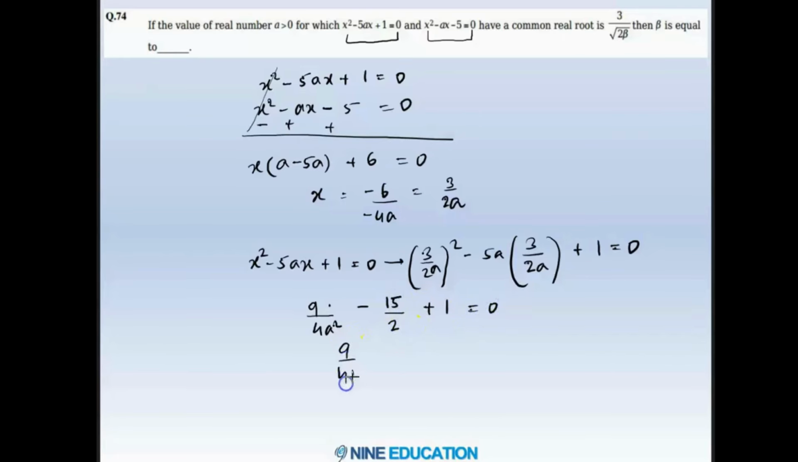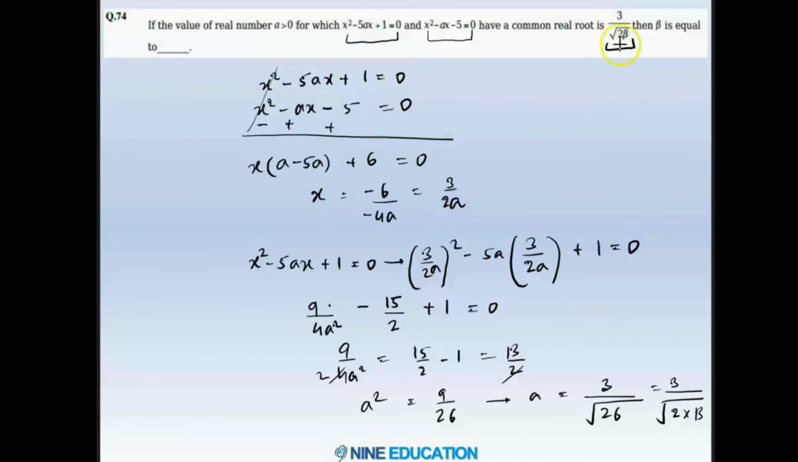So I can say 9 by 4a square is equal to 15 by 2 minus 1, which is 13 by 2. 2 and this 4, they will cancel each other and 2 will be left out. So I can say a square value is 9 by 26. So a value will be 3 by root over 26, where I can write 3 divided by root over 2 into 13. So if I compare with the given data, it is 3 by root over 2 beta. So definitely in place of beta we are having 13. Okay, so answer for this question is 13.